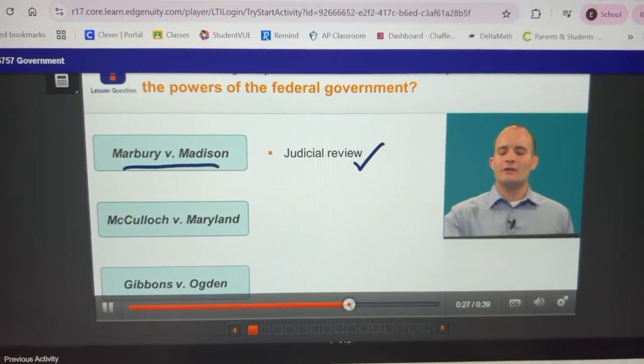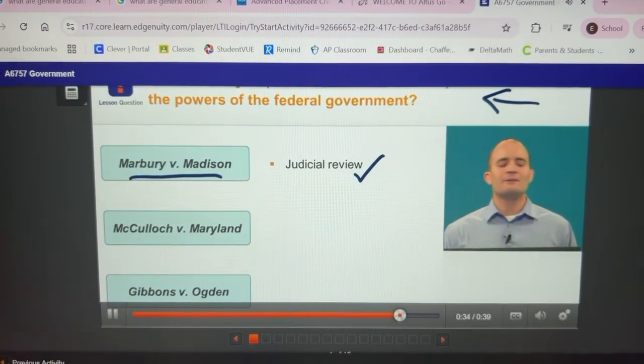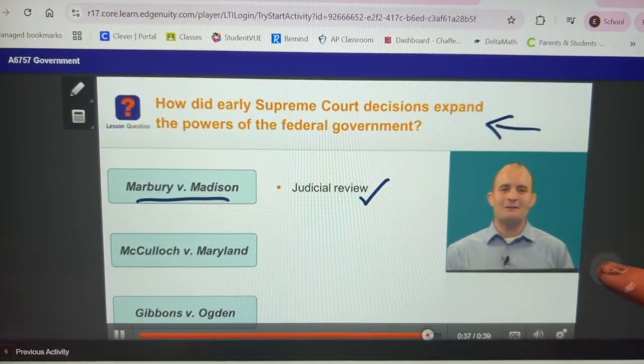And this will help us to start answering our lesson question, which is: how did early Supreme Court decisions expand the powers of the federal government? Let's get started with this first part, scholars.